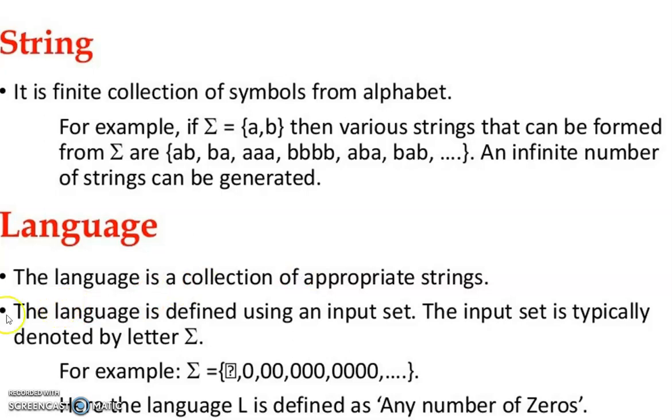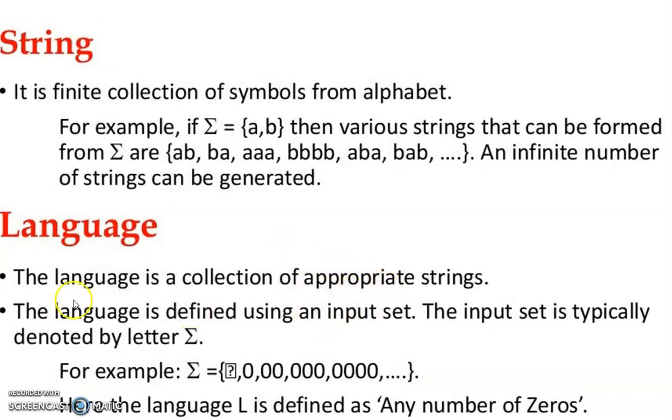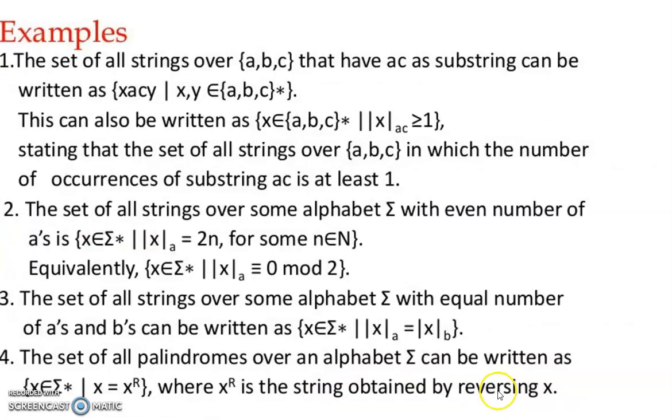So now, what is a language? A language is a collection of appropriate strings. A language is defined using an input alphabet, typically denoted by sigma. For example, sigma is equal to {0}, giving any number of zeros. For example, the set of all strings over {a, b, c} that have ac as a substring can be written as {x ac y | x, y ∈ {a, b, c}*}.